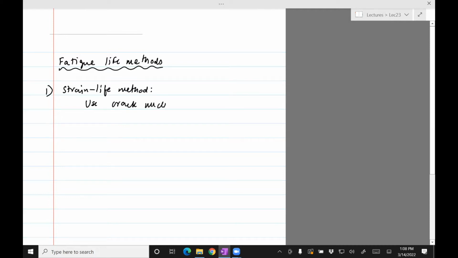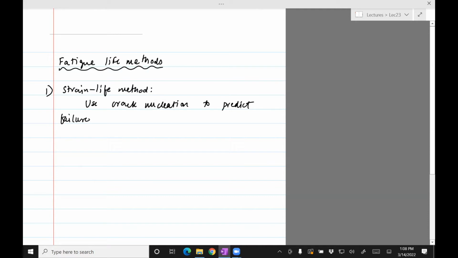Fatigue methods. There is what is known as the strain life method. It's something we'll not cover in this course, but it has to do with using crack nucleation to predict failure.